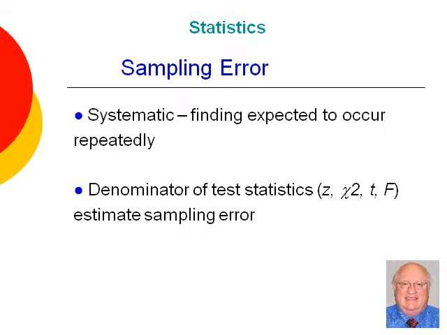So each of the statistics that we will study has ways to estimate random error or sampling error. In fact, we will learn that the denominator of our test statistics estimates sampling error. So the test statistic that we use to judge against a critical value has been adjusted to estimate sampling error.